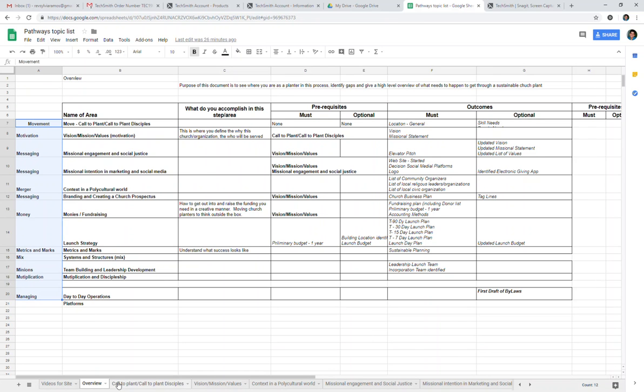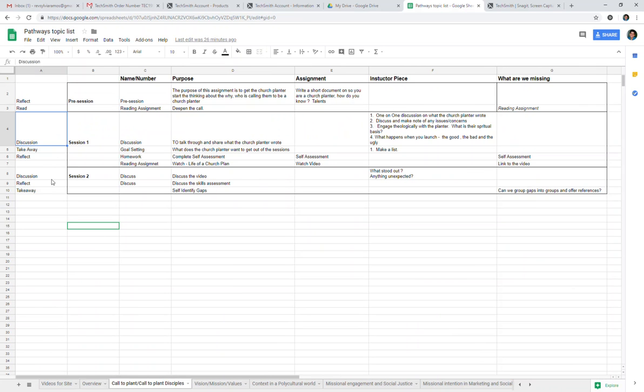That's the first thing. The second thing is I started asking how many sessions we think that first one, Call to Plant, should be. I said, okay, let me have a pre-session where it's an assignment to the church planters to write a document about who you are as a church planter and your talent. How do you know you're a church planter? And then a reading assignment that they can do before they get into the first class, something about deepening the call.